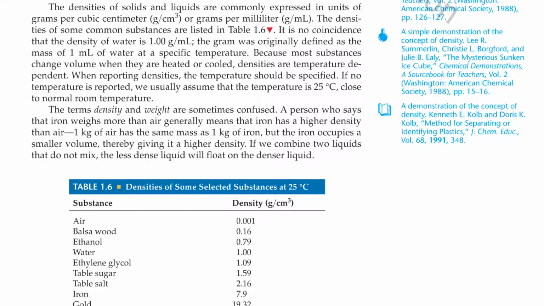The terms density and weight are sometimes confused. A person who says that iron weighs more than air generally means that iron has a higher density than air. 1 kilogram of air has the same mass as 1 kilogram of iron, but the iron occupies a smaller volume, therefore giving it a higher density. If we combine two liquids that do not mix, the less dense liquid will float on the denser liquid.